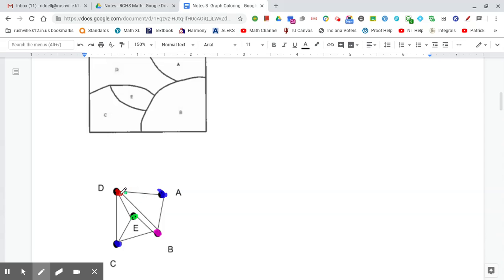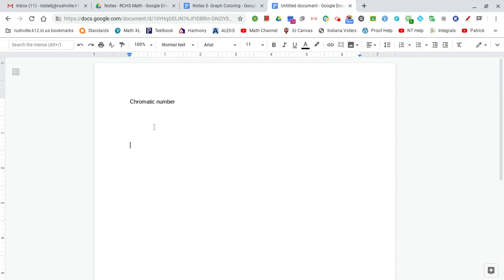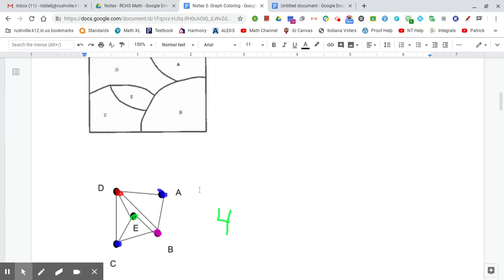All right, so we have red, we have blue, we have pink, we have green, which means that the minimum number of colors is 4. That's going to be what's called the chromatic number. The minimum number of colors needed is the chromatic number. I will spell that here in just a second. All right, chromatic number. Okay, right there it is. So the chromatic number for this graph was 4.